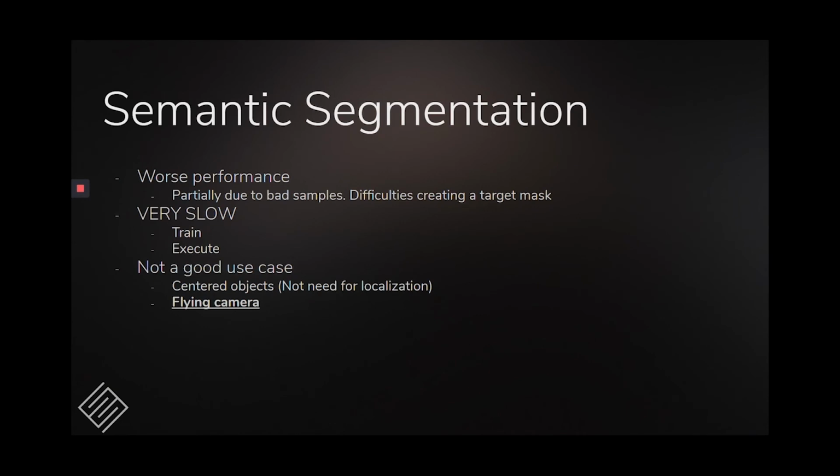In that sense, this failure was partly due to difficulties we had defining the target for training the semantic segmentation approach. But on the other side, this approach was very slow, both to train and execute, and we were not using the best of it, since the use case was not the most appropriate, having all the glitches centered in the image. Semantic segmentation, on the other hand, could really come in handy when testing video games in other settings, like using a flying camera to analyze the scene.